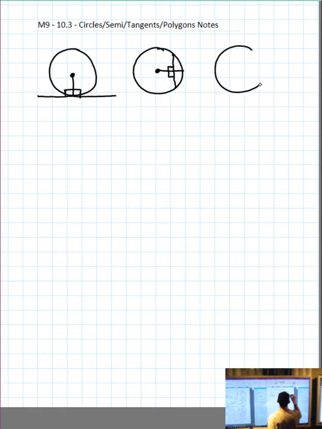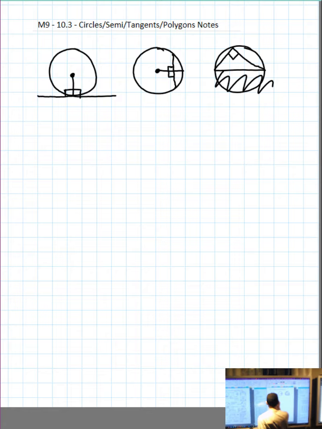Okay, let's take a circle and let's cut it in half. If I draw a triangle meeting the outside, the inscribed angle on the outside of the triangle is 90 degrees.